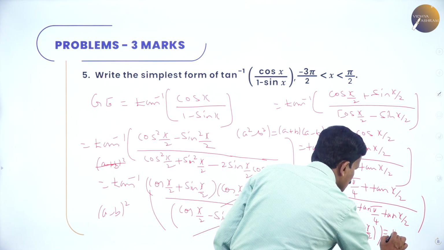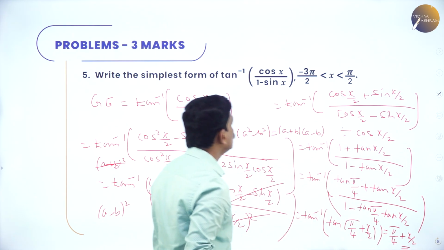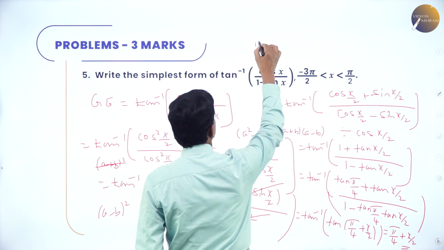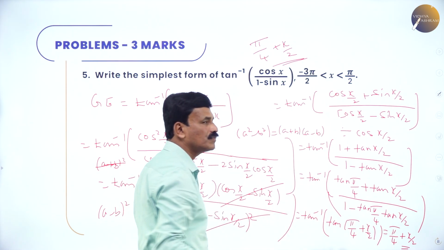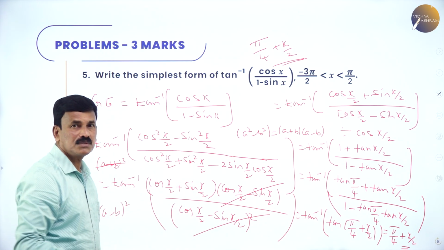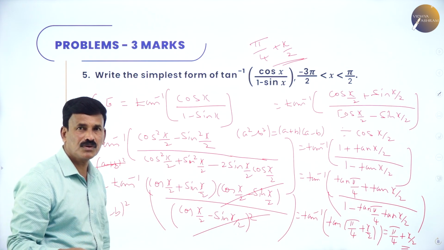Now tan inverse gets cancelled. This is equal to pi by 4 plus x by 2. So the simplified answer is pi by 4 plus x by 2, the simplest form of the given trigonometric function. Just convert into half angles. That's it. Hope you followed.